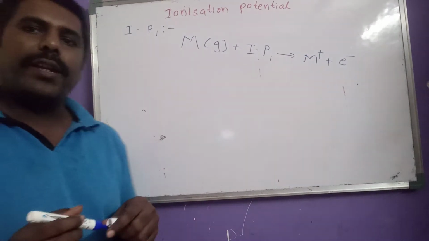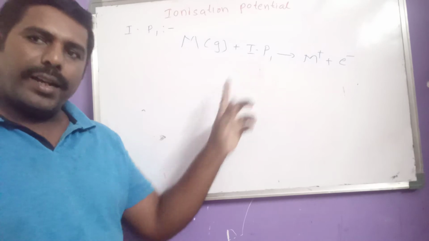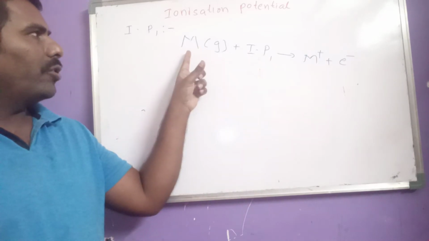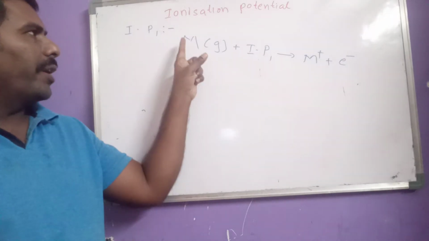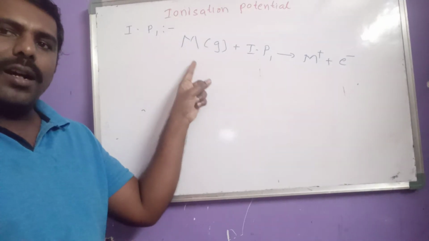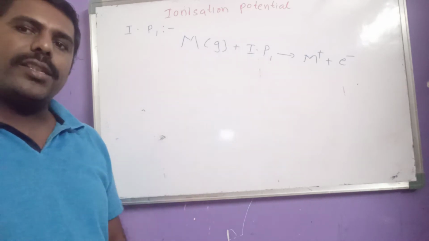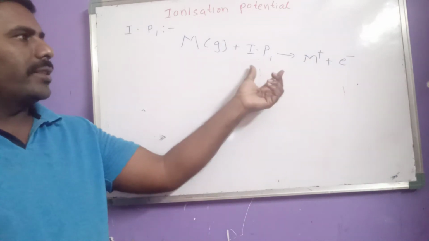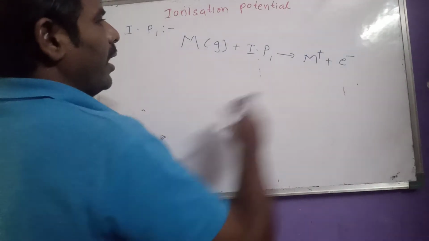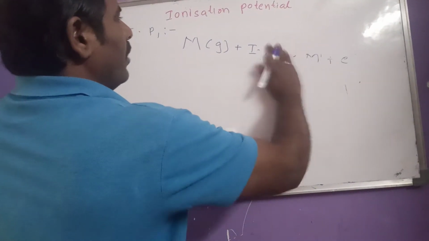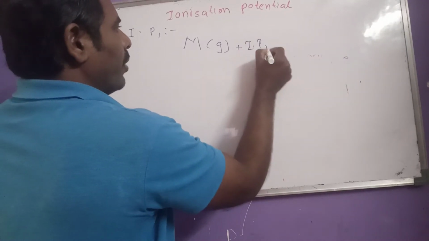So how can we define it now? The minimum amount of energy required to remove the outermost electron from a neutral gaseous atom is known as first ionization potential. So this is known as first ionization potential, IP1.